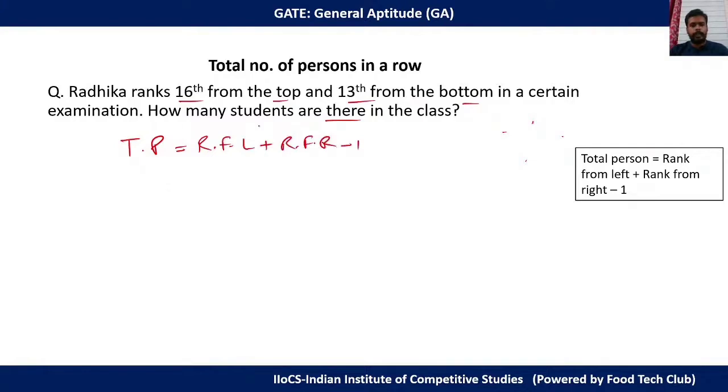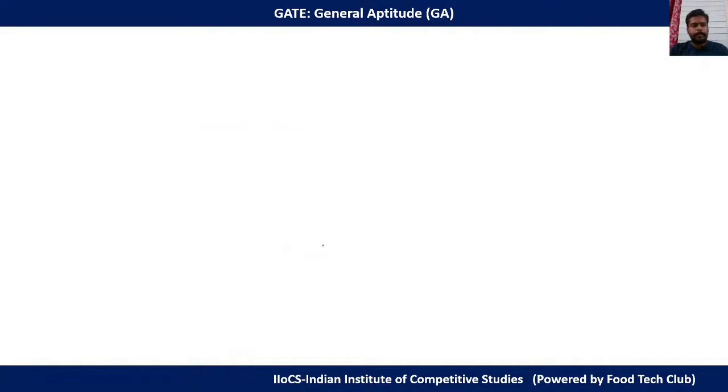So I have to find out how many students. It's very simple. 16 plus 13 minus 1, which will be 29 minus 1 is 28. So 28 is the right answer. Okay. Next.